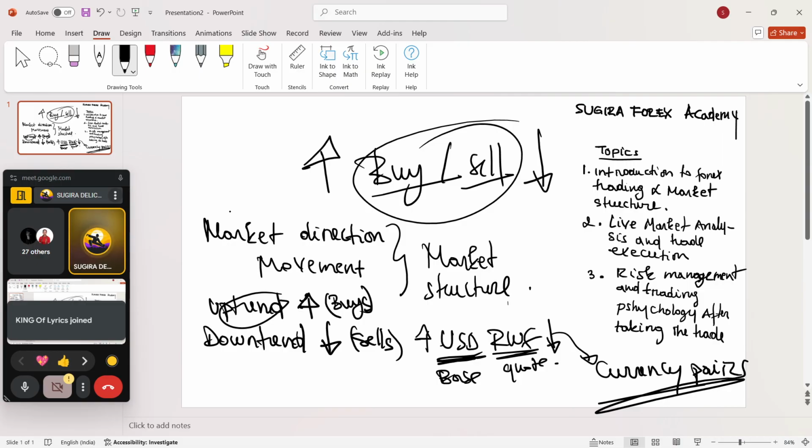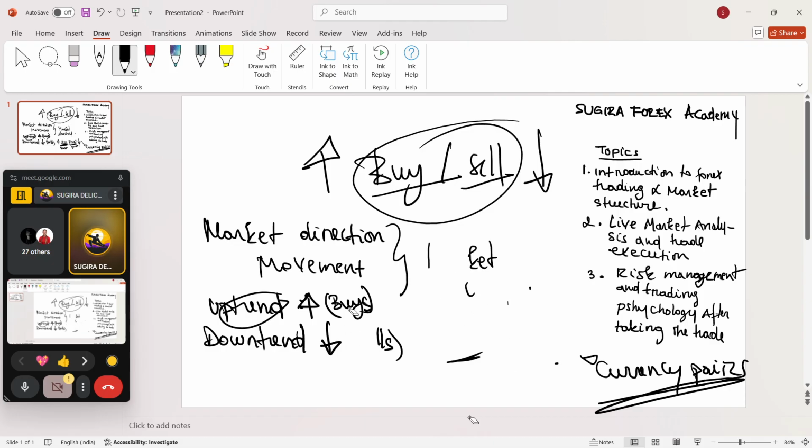So right now, we know what forex trading is and what we do in the forex market. Now we are on the session where we learn what it means if the market is going up and what it means if the market is going down, which is uptrend and downtrend. If we are buying, it means the base currency is gaining value over the quote currency. If you are selling, the base currency is losing value over the quote currency.